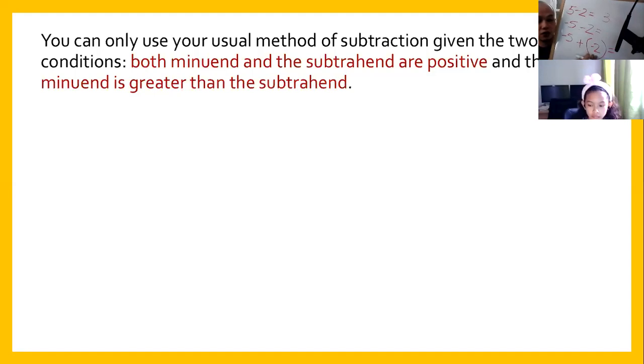What does the addition rule say? If the two numbers are of the same sign, you're going to proceed to addition. So 5 plus 2, that will be 7. And since both numbers are negative, it will be negative 7. Okay, Christelle, it's easier now.